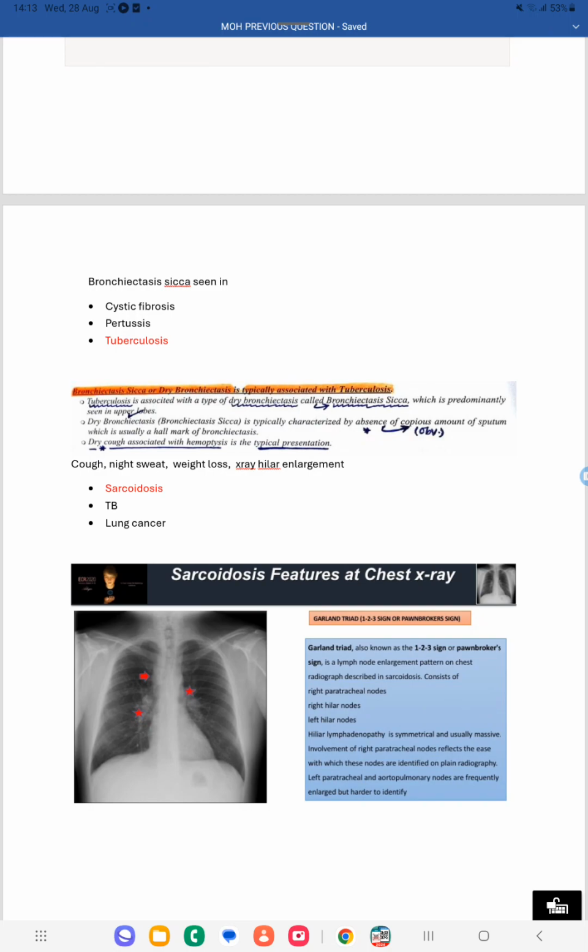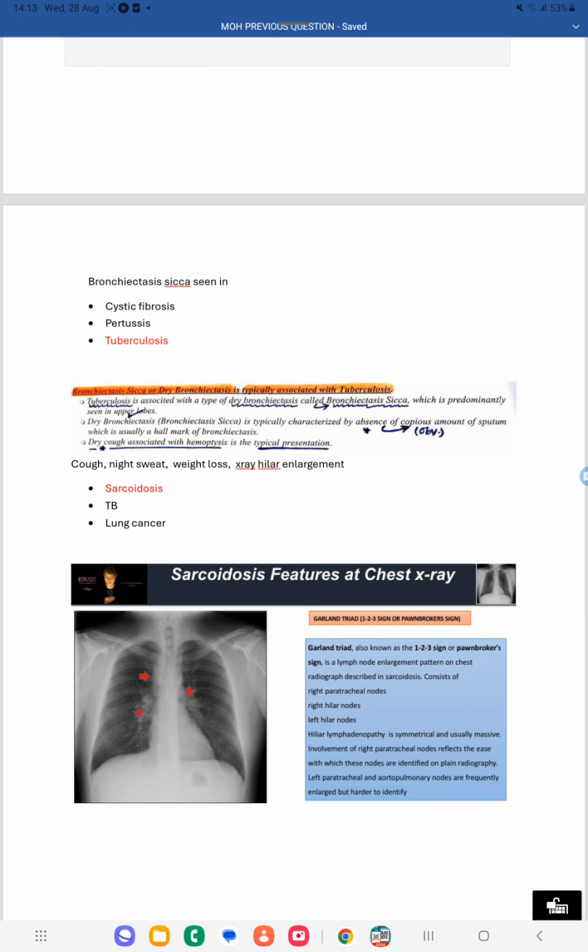Next question was bronchiectasis sicca, seen in which condition? So first of all we have to know bronchiectasis. Bronchiectasis means dilatation of the bronchi. Dilatation of the bronchi is called bronchiectasis.